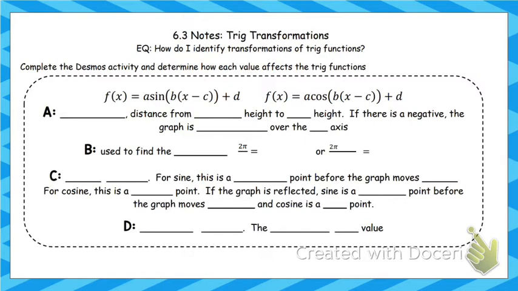So what we're going to do is look at transformations for both sine and cosine. These are going to be almost identical. The only one that's going to be different really between sine and cosine is this C value here, and we'll talk about that in a second. So the first thing we're going to look at is A.